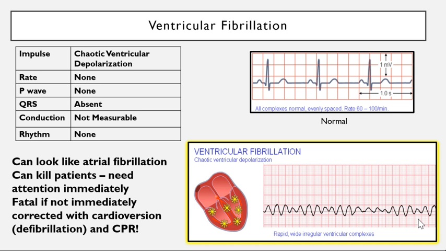So the next thing is ventricular fibrillation, and that is where you have a whole bunch of random firing events from the ventricles. That means you just have a whole bunch of random contractions of the ventricle trying to send out blood, but there's no blood entering from the atrium, and it's absolutely bad. It can look like atrial fibrillation a little bit, but it can kill patients, and they need attention immediately.